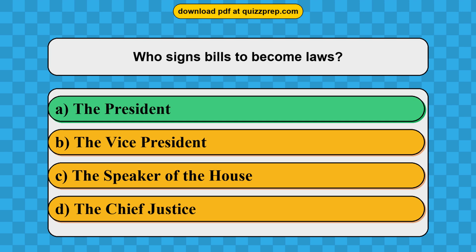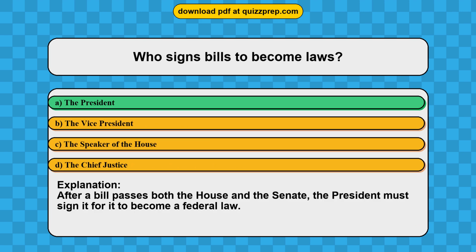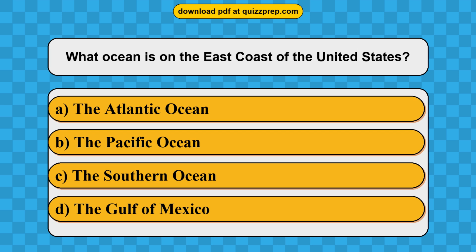The correct answer is option A. The President. After a bill passes both the House and the Senate, the President must sign it for it to become a federal law.